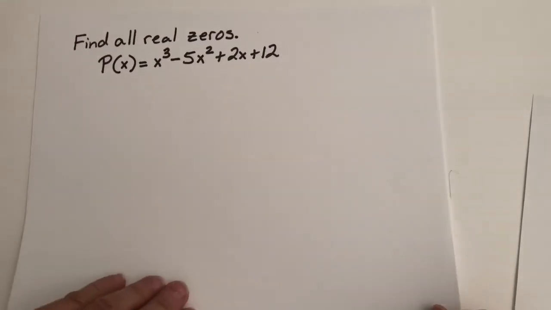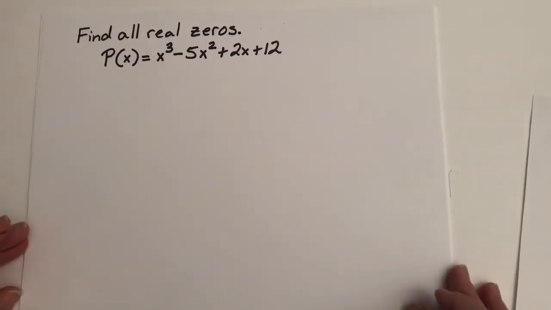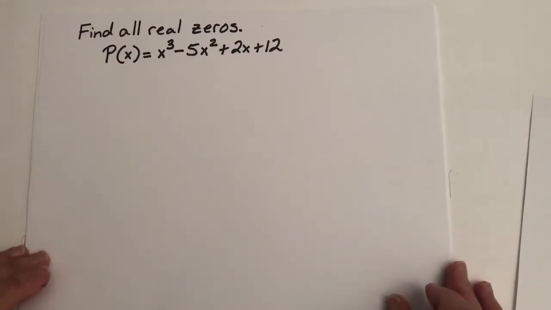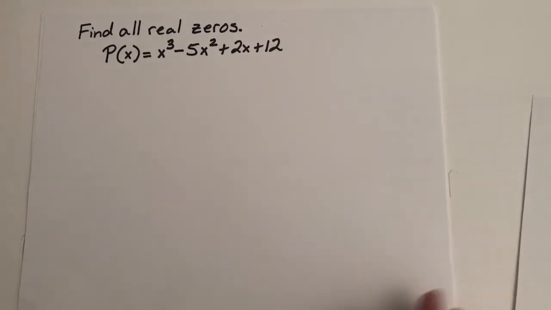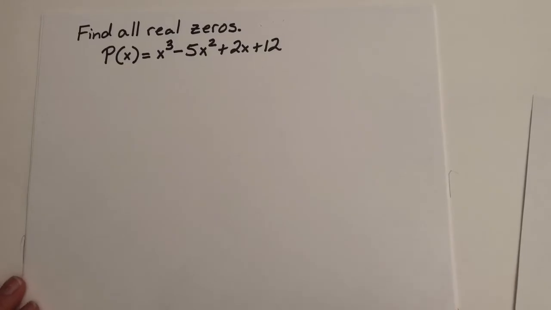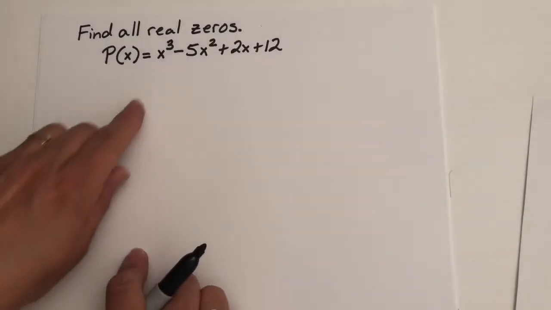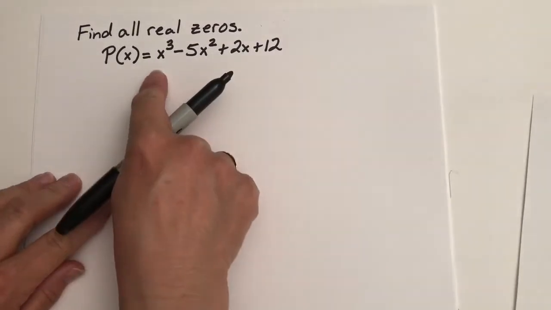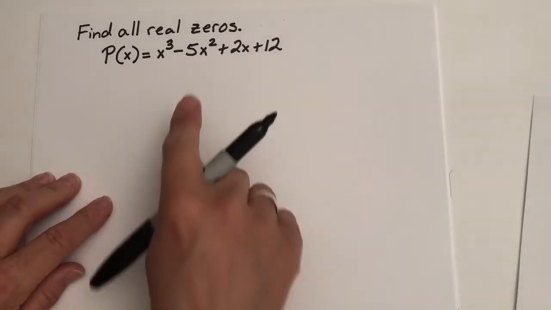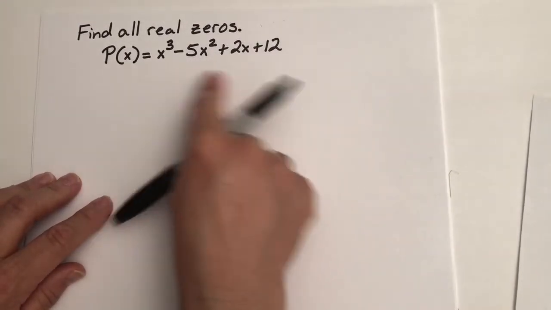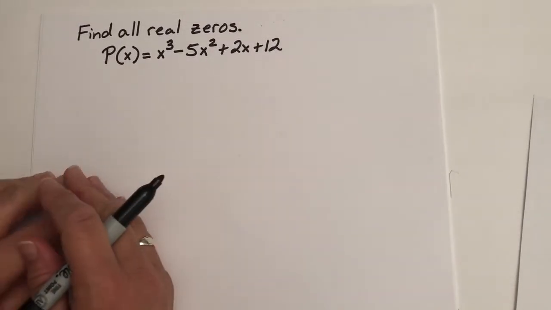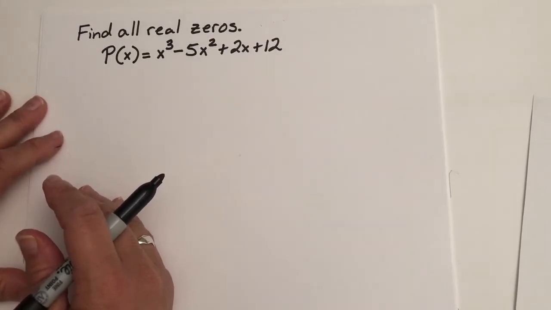The directions have changed just slightly. The directions say find all real zeros. So now we're not restricted to the rational numbers, but we often start with that because it's a good starting place. But first, I always look to see if I can factor this using my traditional strategies, like factoring by grouping. This one isn't going to work, so we are back to our rational zeros theorem.